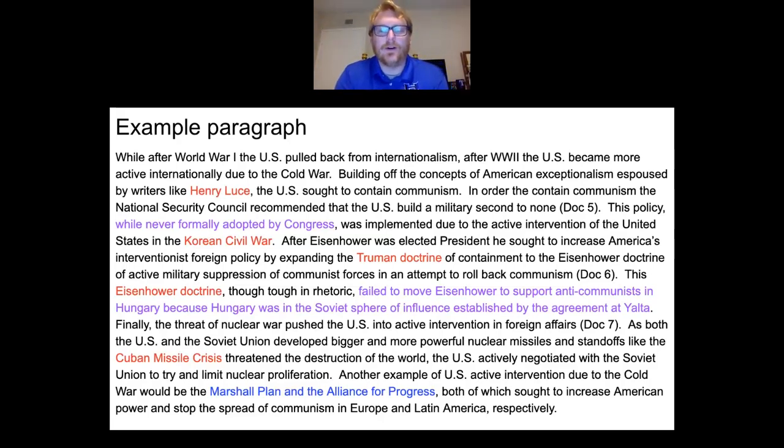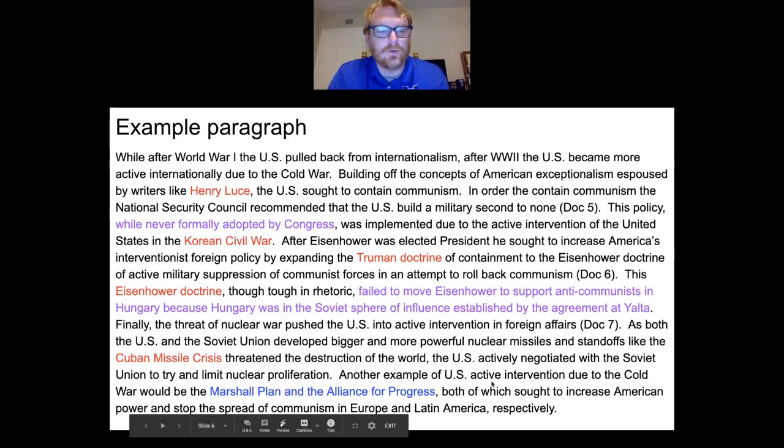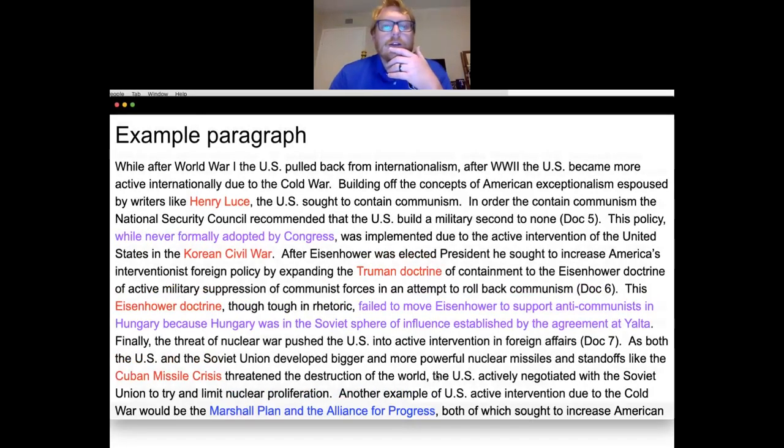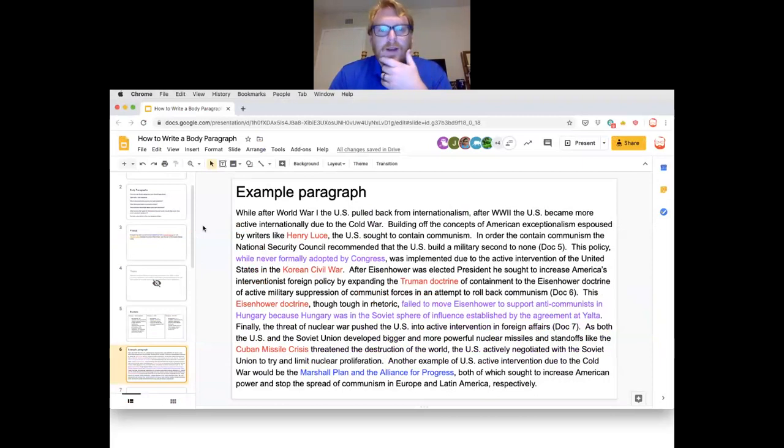So another example of U.S. active intervention due to the Cold War would be the Marshall Plan and the Alliance for Progress. So here I've given you a couple pieces of outside information, both of which sought to increase American power and stop the threat of communism in Latin America, respectively. All right. So this paragraph right here is a really good paragraph. And you may be sitting here going, I can't do that. That's okay. I think you can.